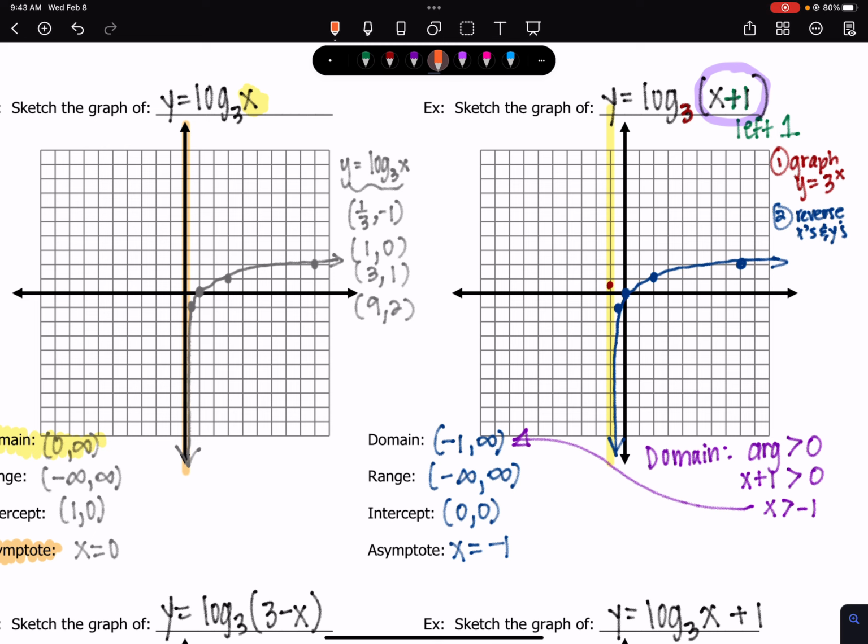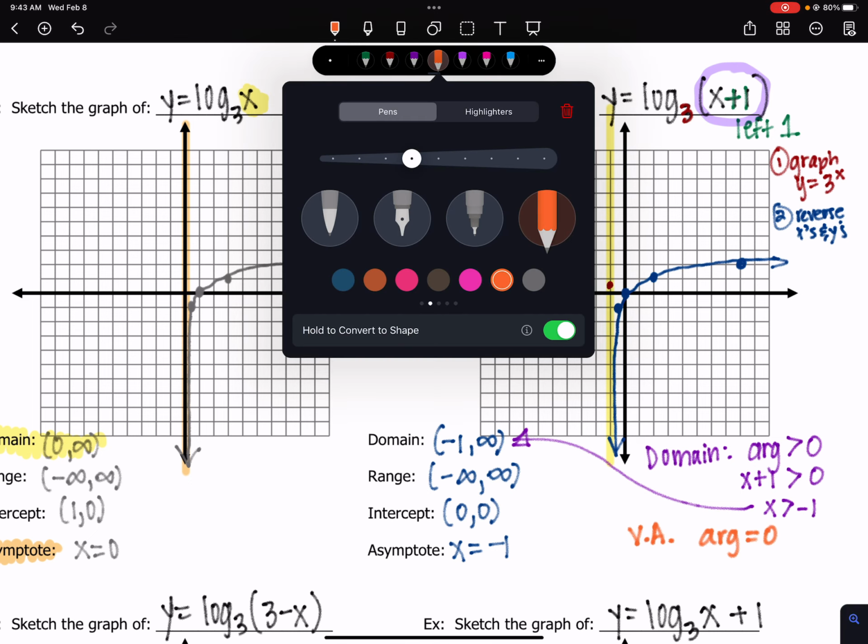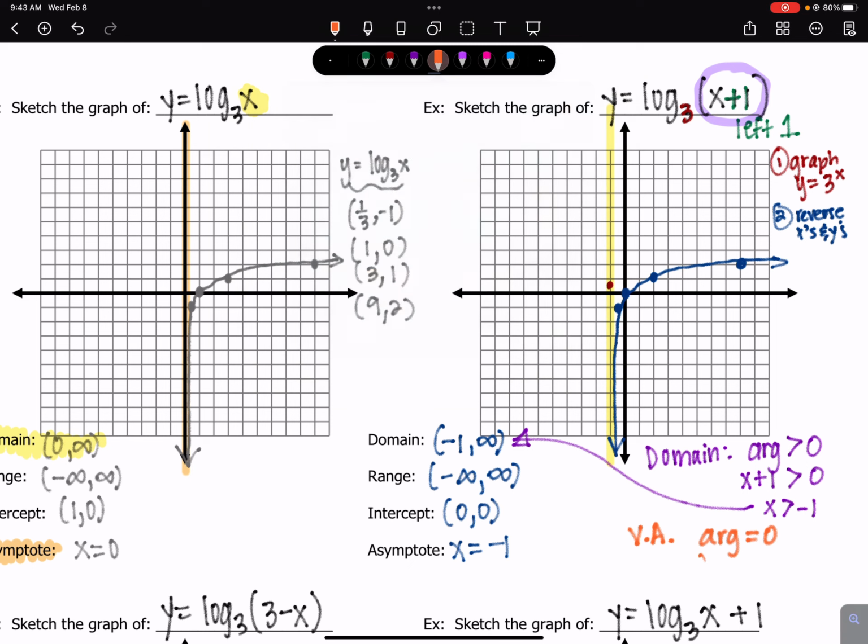The other is your asymptote. So your vertical asymptote will always be your argument set equal to 0 and then solve. So my argument being set equal to 0, that would be x plus 1 equals 0. And then when I solve, I get x equals negative 1, and that's my vertical asymptote right there.